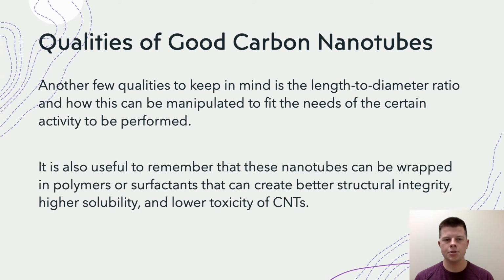It's also good to remember that the length to diameter ratio is also a quality that some may want in a nanotube to consider it a good carbon nanotube. But yet again, it's more just job-based performance. It's also good to remember that they can be wrapped in polymers or surfactants that can create better structural integrity, higher solubility, or lower toxicity of CNTs. So yet again, you can add things to the nanotubes to further enhance their capabilities to perform the job that they're needed for.